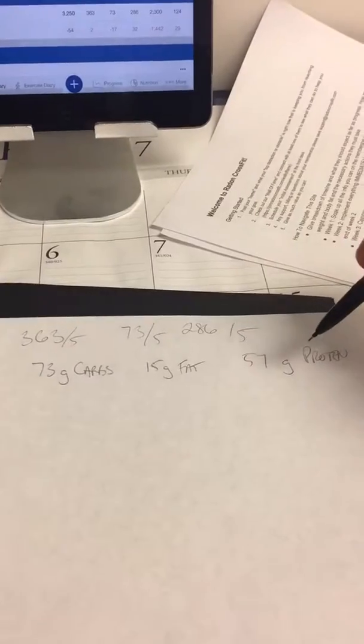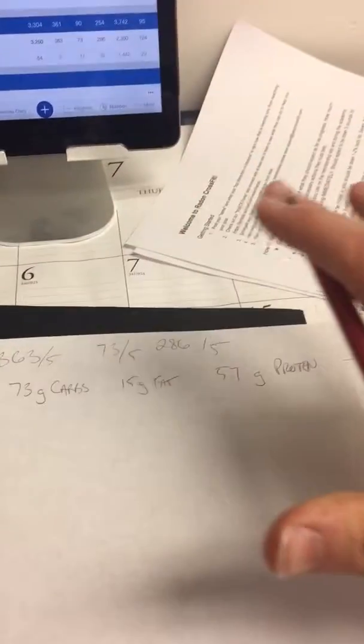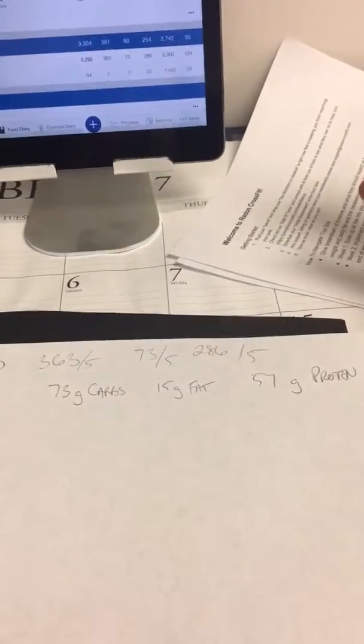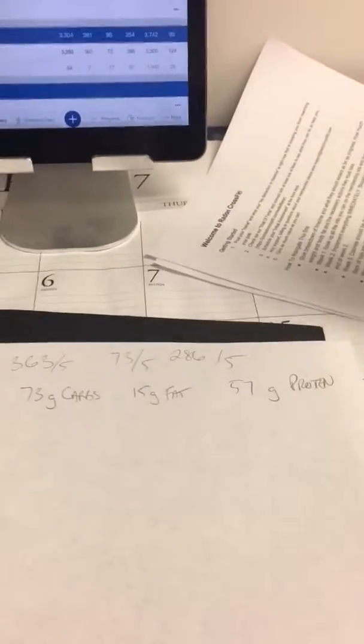Calories are unnecessary, just know the macros, okay, the grams. As long as you know 73, 15, 57, or whatever your numbers come down to be. If you eat 3 times a day, divided by 3. If you eat 4 times a day, divided by 4. If you eat 6, divided by 6.